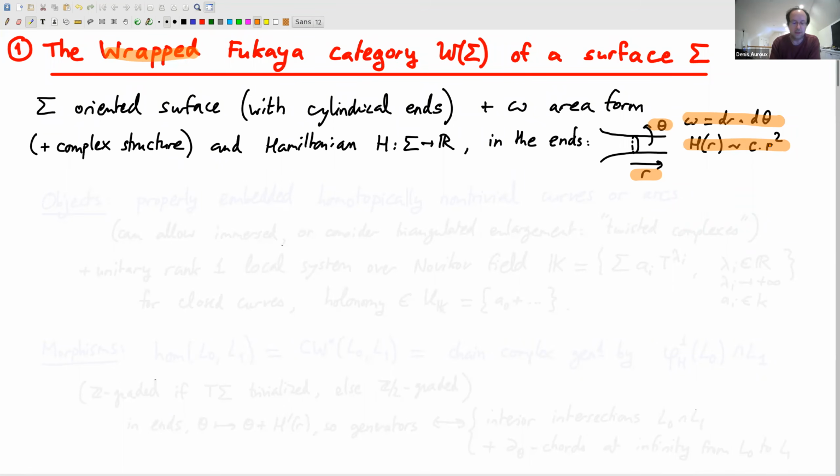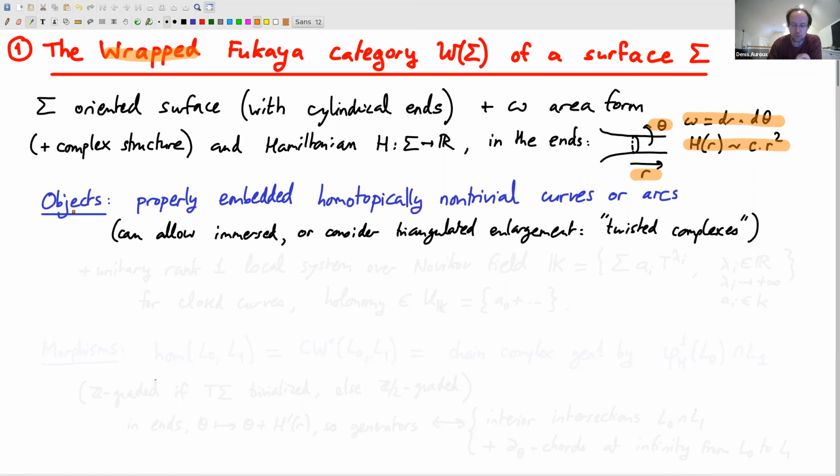So the objects of a wrapped Fukaya category are going to be properly embedded homotopically non-trivial curves or arcs on our surface Sigma. Embedded is easier, but you can pretty easily allow immersed curves or arcs, that's fine. Or you can consider something called twisted complexes of embedded curves or arcs, which kind of enlarges your category by adding some mapping cones.